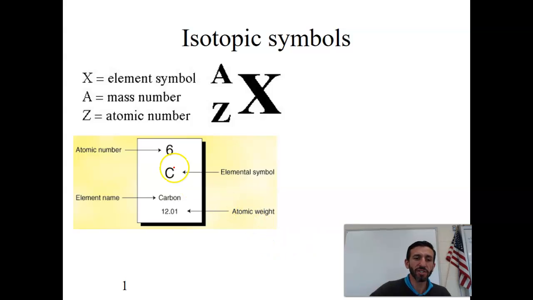So for clarification, in the periodic table, the atomic number is on the top and the average atomic mass is on the bottom. But in the isotope symbol, it's the opposite. Okay? You have the mass on top and the atomic number on the bottom. And you're probably like, that's super confusing. And I would agree. I don't really know why it's like that, but that's just the way it is. Okay.